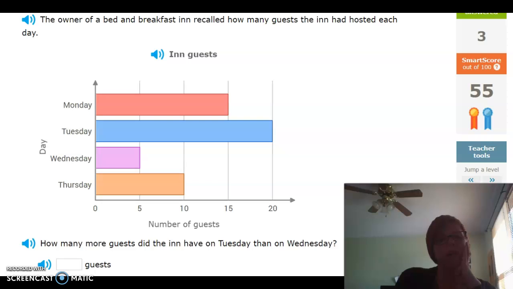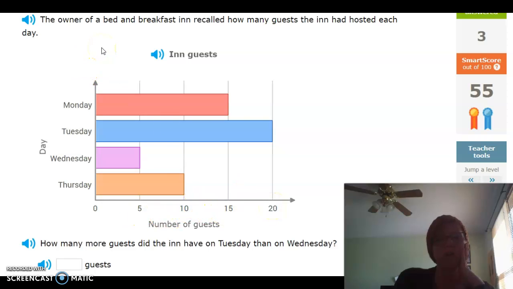Let's work on another one. In this bar graph, the bars are going from left to right instead of top to bottom, but it looks like everything else is pretty much standard. We've got the title. It says inn guests. On the left, we have Monday, Tuesday, Wednesday, and Thursday, so those are the days of the week. And then on the bottom, we're counting by fives, 0, 5, 10, 15, 20, and it says the number of guests. So that means each space on the bars is worth 5.